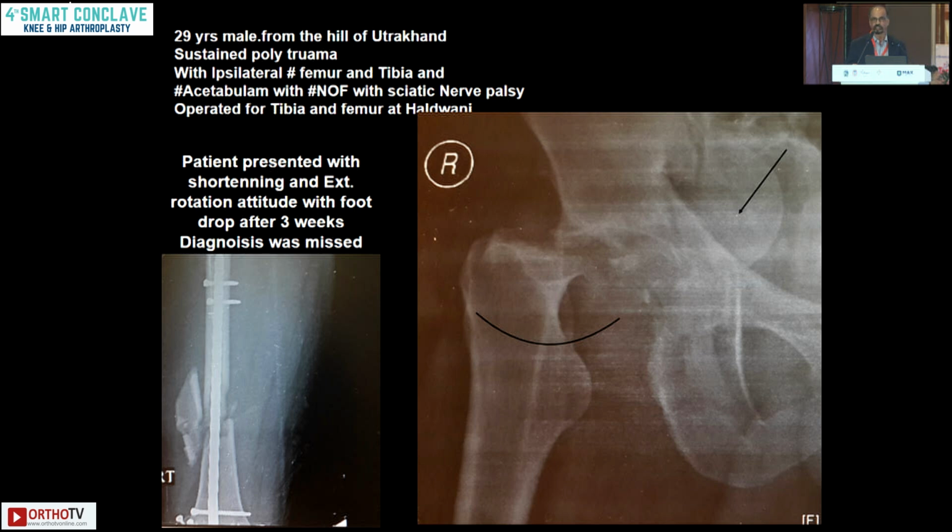The patient had come to me after 3 weeks of injury with a limb lying in external rotation, and the surgeon elsewhere put a nail inside, a retrograde nail, thinking that it's a simple fracture femur, and left him alone with a sciatic nerve palsy.